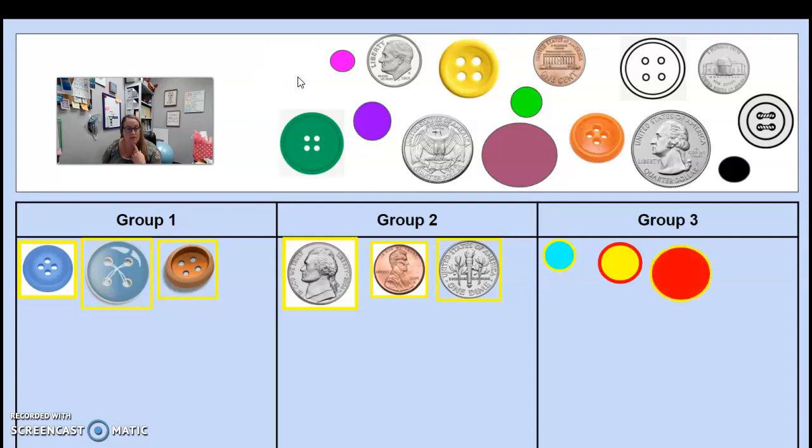Did you say group 3? You're so smart. I'm so proud of you. All right, what about this one? Where's it going to go? 1, 2, or 3?